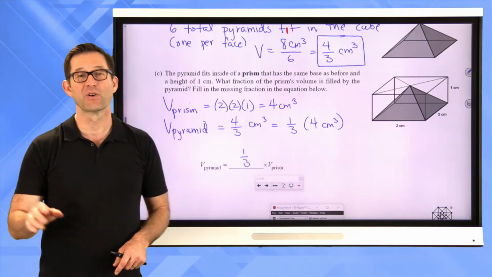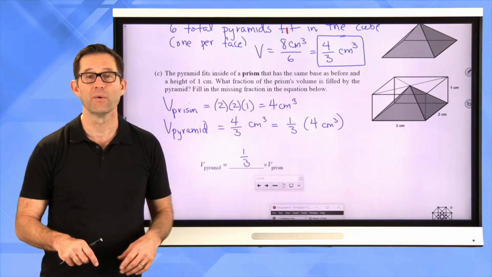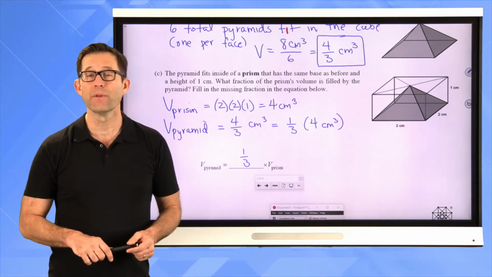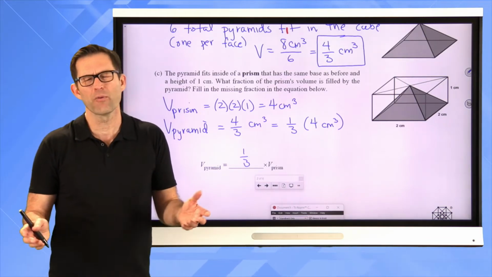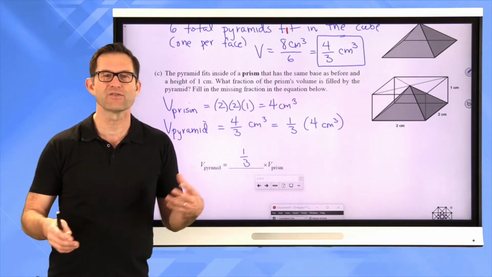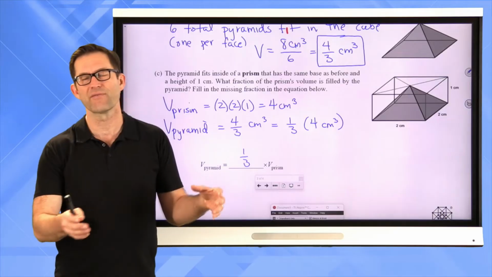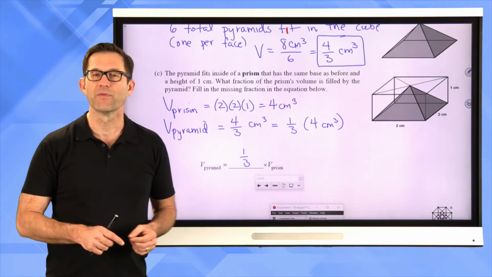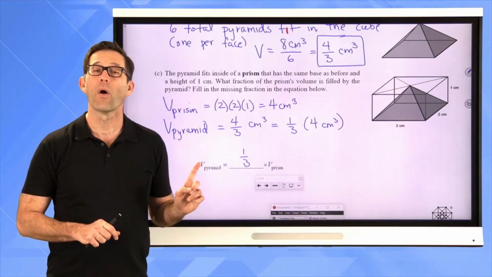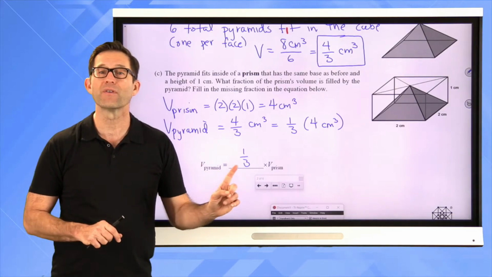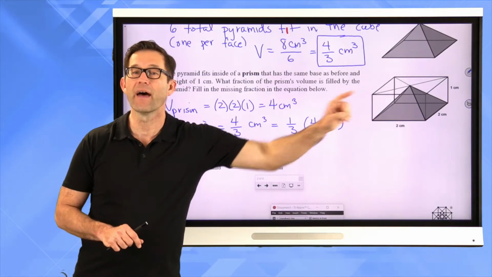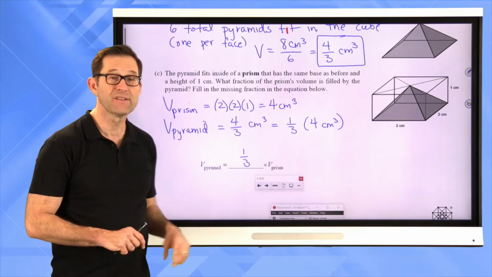Now, I bet if I took a survey and I said, hey, how many people would think it was 1/3 or 1/2 or 1/4, most people would probably assume that it was 1/2. Because a pyramid seems like it's a triangle, and a prism seems like it's a rectangle. And the area of a triangle is 1/2 the area of a rectangle. But here the weird thing is that the volume of a pyramid will always be 1/3 times the volume of the prism that has the same base shape and the same height. And it's really kind of cool.